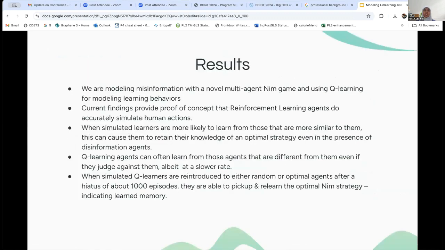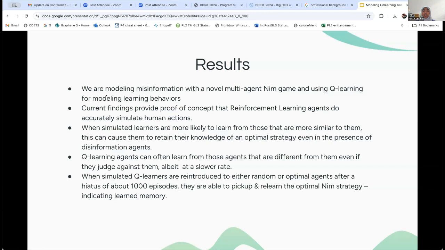So as for our results, we are modeling misinformation with a novel multi-agent NIM game and using Q-learning for modeling learning behaviors. So our current findings provide proof of concept that reinforcement learning agents do accurately simulate human actions. When simulated learners are more likely to learn from those that are similar to them, this can cause them to retain their knowledge of an optimal strategy, even in the presence of disinformation agents, which is similar to trust in human systems and can be reflected in reinforcement learning agents.